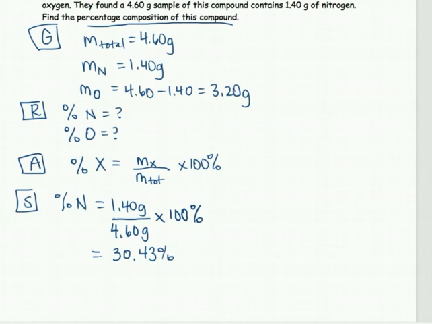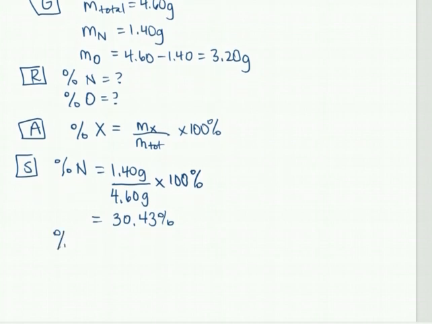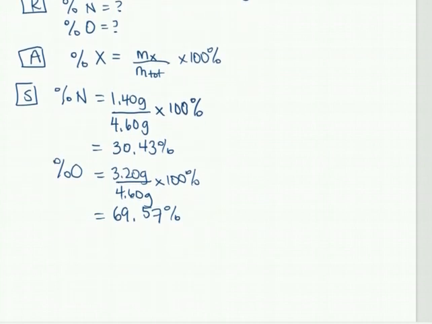Okay. All right, and let's go find oxygen. Okay, so oxygen, there's a greater amount of oxygen in the compound. So there's 3.2 grams over the total mass of 4.6. And we get 69.57, okay, or not a mass, a percentage, okay? So in this nitrogen-oxygen compound, there is a greater amount of oxygen compared to nitrogen.